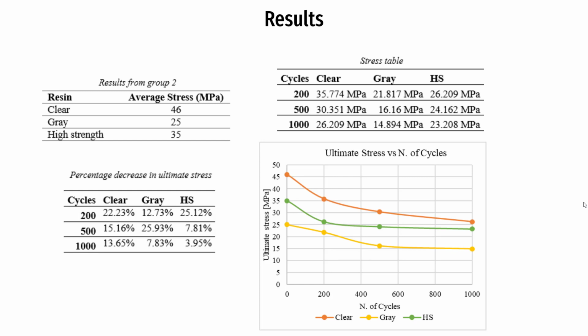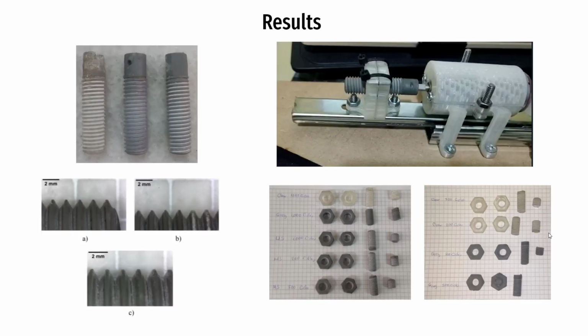where we see the decrease of the stress at which it reaches the rupture. Consider that the data of group 2 is attributed with 0 wear cycles. We can see the percentage decrease in ultimate stress for 200 cycles, 500 cycles, and 1,000 cycles. We can see it goes from 25% until 3.95%.